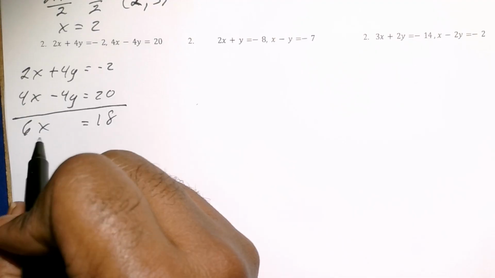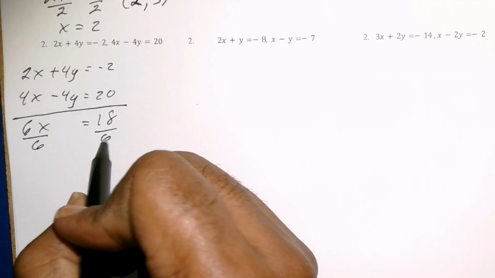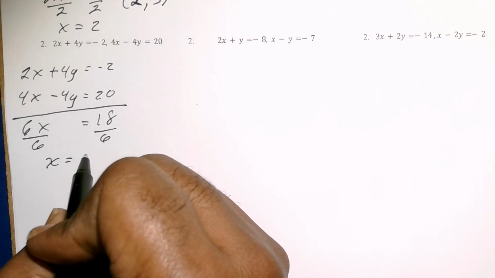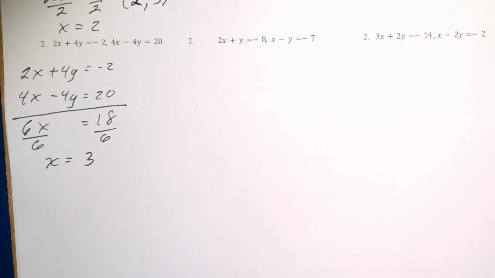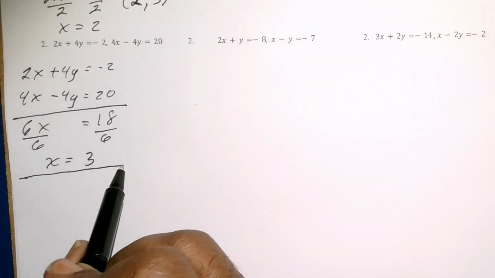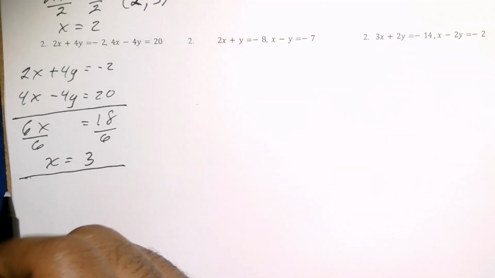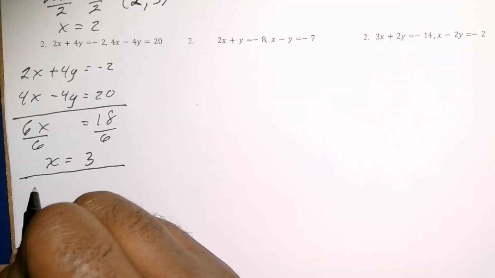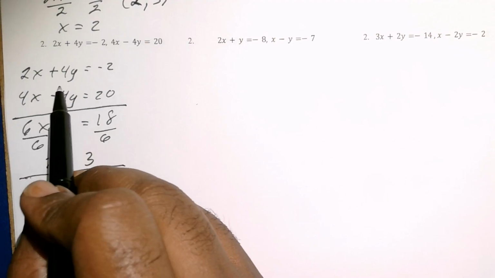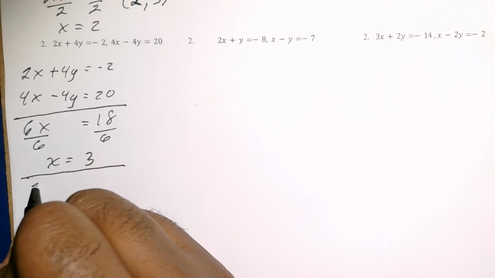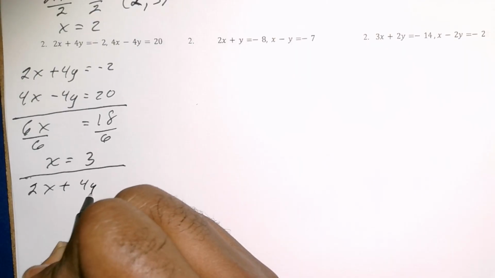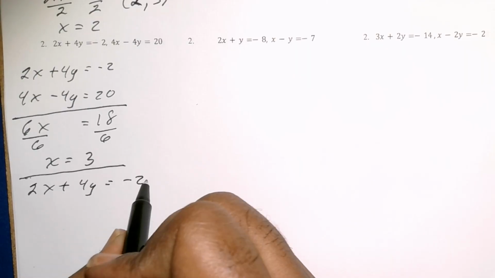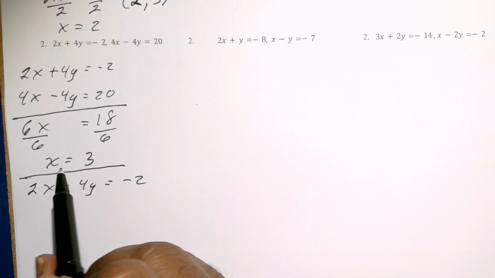Okay. And from here, we're going to divide by 6 on both sides, and we're going to get x equals 3. Okay. So we just solved for x. Now to go get the y, we're going to use substitution. So let's use the 2x plus 4y equals negative 2. And for the x, we're going to make that 3.